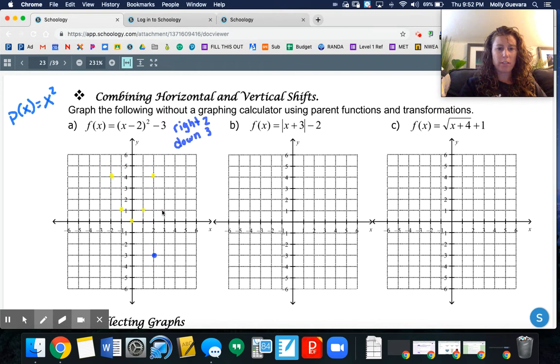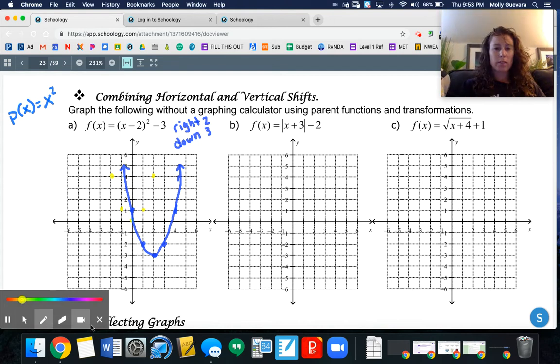1, 1, right 2, down 1, 2, 3. Right 2, down 1, 2, 3. And then again over here. Boom. Hopefully that feels good.